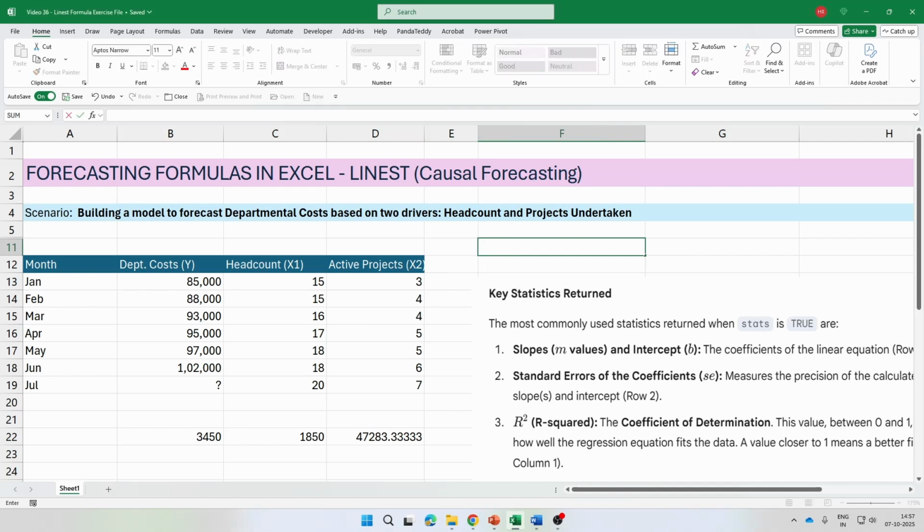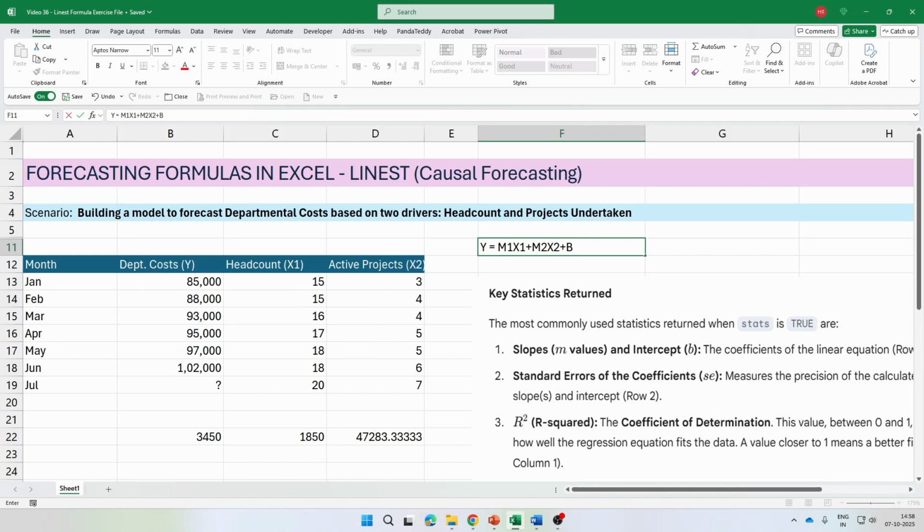Y is equal to mx plus b, which is linear. In this case x is only 1. Now this time you have 2. So what's going to happen is your equation changes to: y is equal to m1 x1 plus m2 x2 plus, if there are a few more independent variables, those will also come in, but we got only 2 independent, so we have m1 x1 plus m2 x2 plus b. So here x1 is nothing but your head count, x2 is nothing but your active projects.